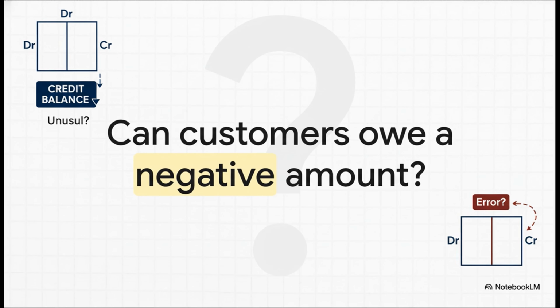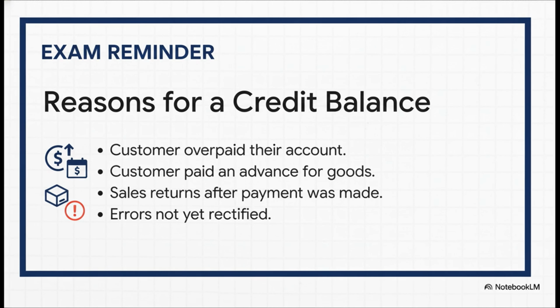Okay, here's a classic curveball. We've just said this account should have a debit balance, right? It's an asset. But what if it doesn't? What if you end up with a credit balance? Does that mean you've made a huge mistake? Well, not necessarily. This is what we call an abnormal balance, and there are perfectly good reasons for it.